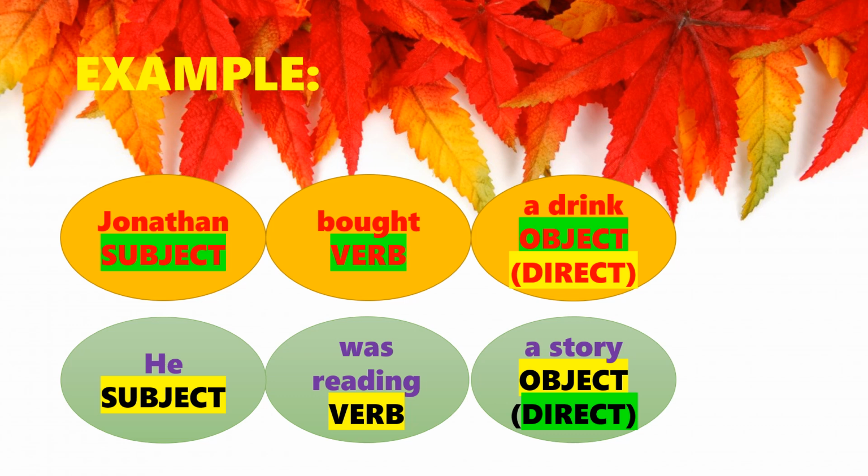What is it that Jonathan bought? Jonathan bought a drink. And that is why this word, a drink, is called the direct object.